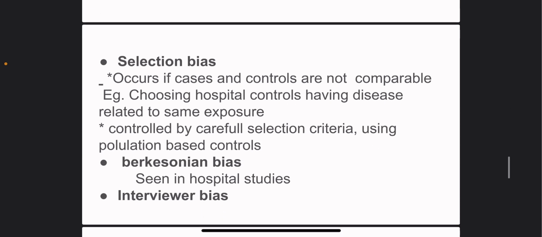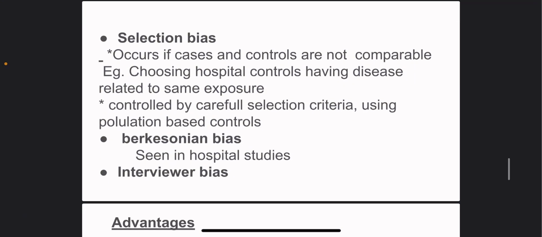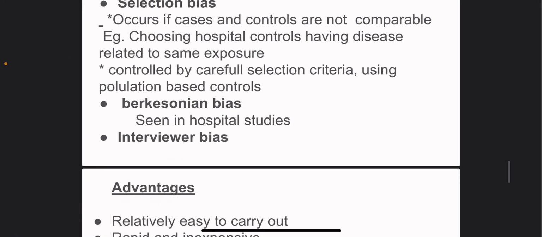Next one is selection bias. It occurs if cases and controls are not comparable. Example, choosing hospital controls having a disease related to the same exposure. It can be controlled by careful selection criteria and using population-based controls. Then other biases are Berksonian bias and interviewer bias. Berksonian bias is seen in hospital studies. Interviewer bias means the bias occurring due to error in interviewing.